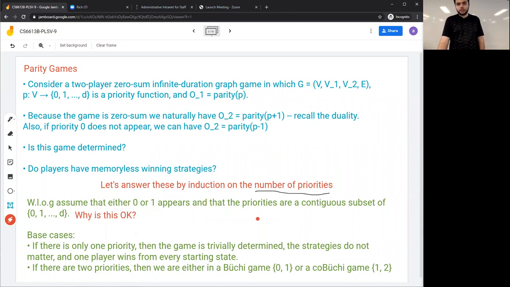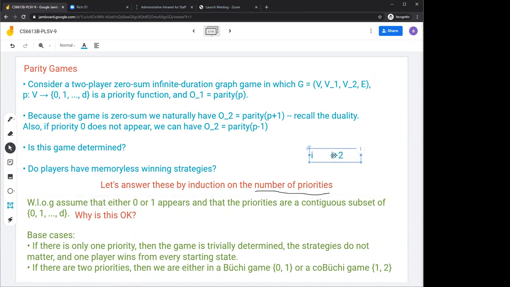And then the second assumption that I want to have is that my priorities are contiguous. So basically what I mean by this is that if I have one and I have three, I also have two somewhere in my game. Why can I assume this? Well, suppose that they are not contiguous. Suppose that, for example, I have priority i in my game, and then I don't have priority i plus one, then the first next priority that I have is i plus two.